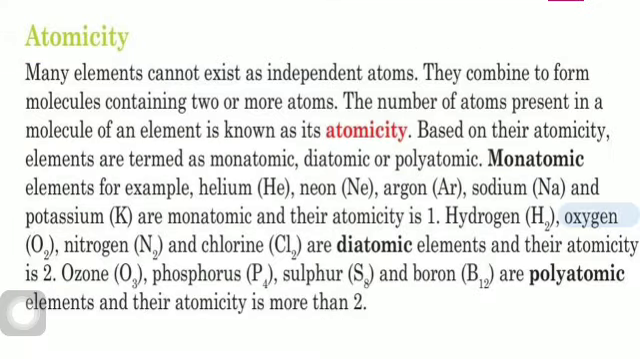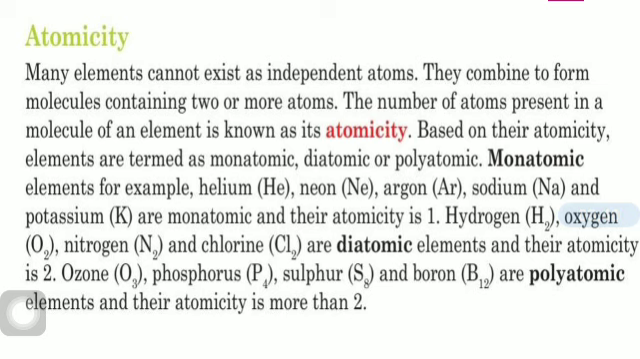Next we have atomicity. Many elements cannot exist as independent atoms. They combine to form molecules containing two or more atoms. The number of atoms present in a molecule of an element is known as its atomicity. Based on their atomicity, elements are termed as monoatomic, diatomic, or polyatomic.